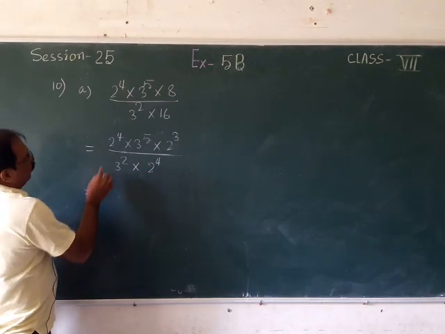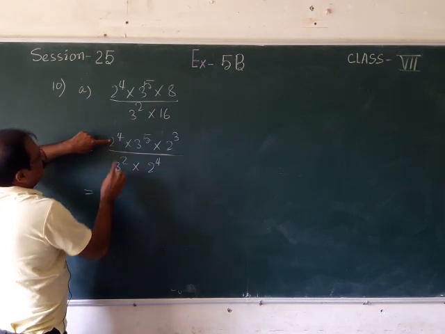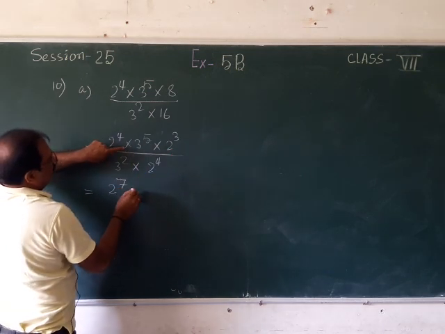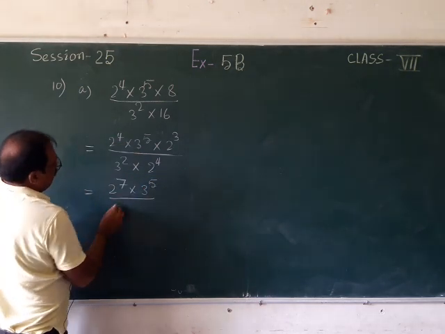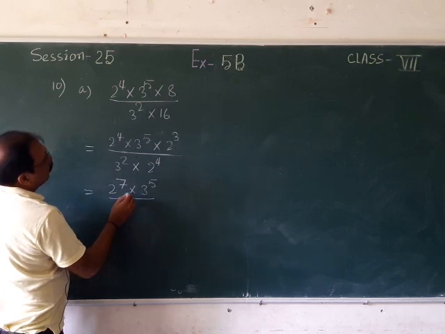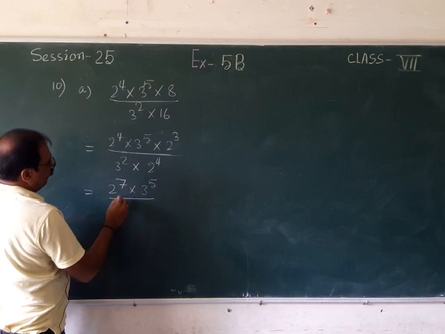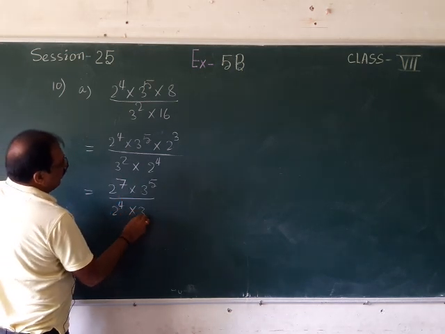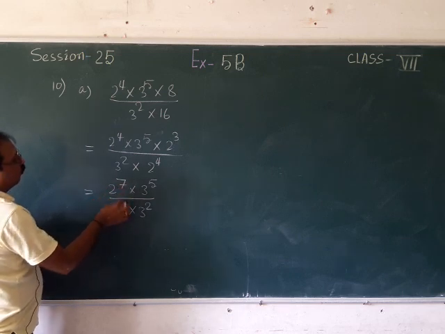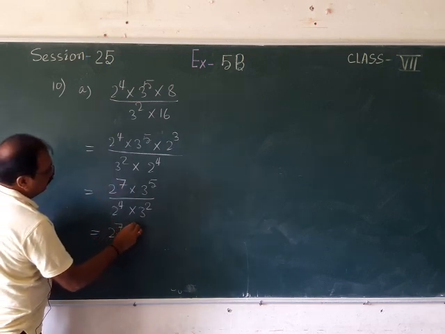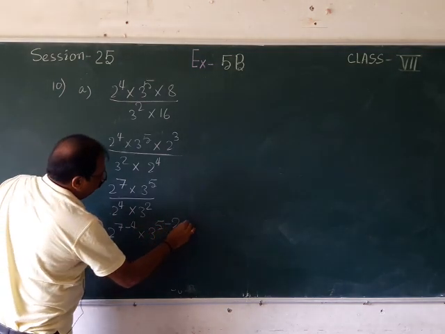Now here 2 to the power 4 and 2 to the power 3, that means both the powers will be added. 4 plus 3, 7, and into 3 to the power 5. Here you just need to copy down, but I am going to change its way of writing. I can write it like that, so that you can see here that 2 to the power 7 and 4, that means 2 to the power 7 minus 4 and multiplied by 3 to the power 5 minus 2.